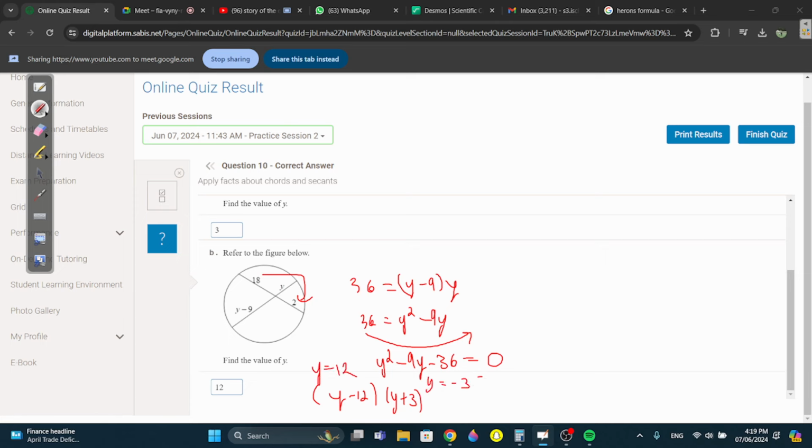If this comes in the written, you have to show that this is rejected, because the length must always be positive. So your correct answer would be y equals 12.